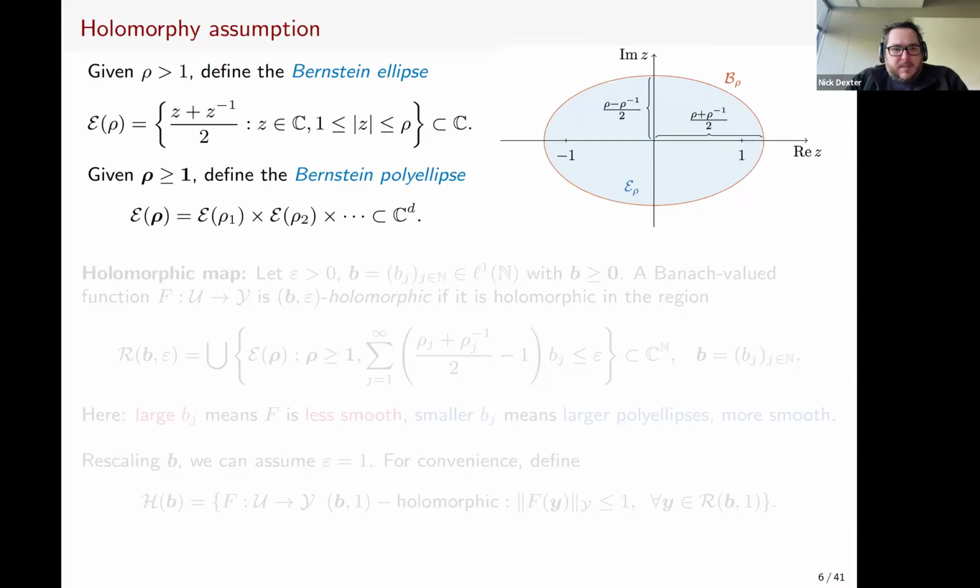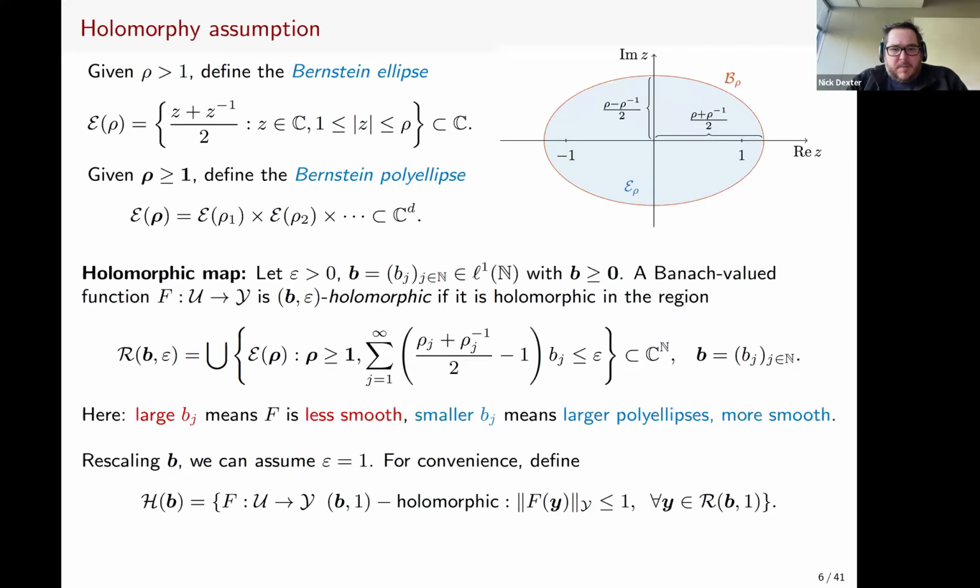And then we can define the polyellipse by taking the tensor product of these. And this illustration on the right here shows you how these look in the case of the simple Bernstein ellipse. And we're going to define what it means for our function to be holomorphic. So let epsilon be greater than 0, b in L1 with b greater than or equal to 0. We say a Banach valued function f from U to Y is (b, epsilon) holomorphic if it's holomorphic in this region R(b, epsilon), which is this union of these Bernstein polyellipses with rho greater than or equal to 1. And rho here is, of course, a vector, so we're considering this component-wise.